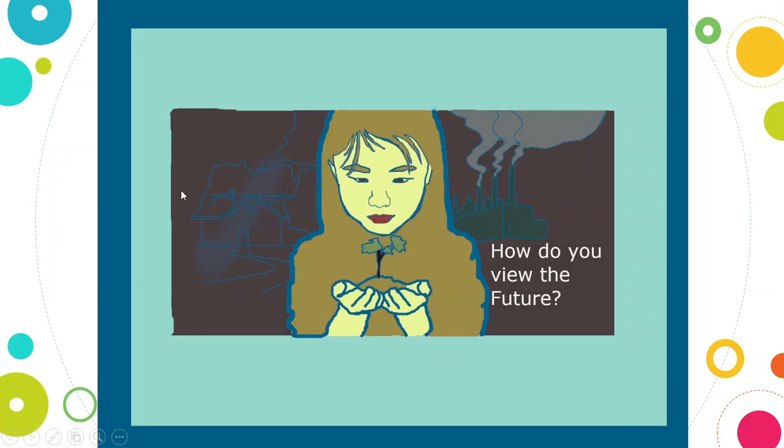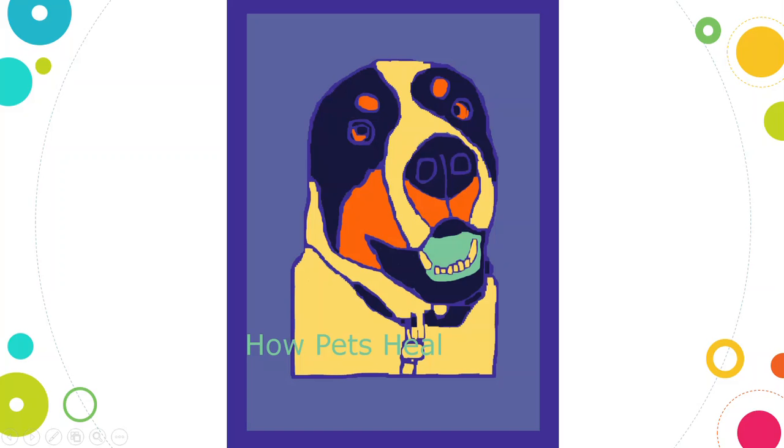Next, how do you view the future? It's evident that the student did tracing and painting and has a brilliant message. How pets heal. Lovely. You can see the vintage color palette. It's fantastic. The only recommendation, once again, is this color blue on that cream background gets lost. It blends right in. We really have to strain to see it.